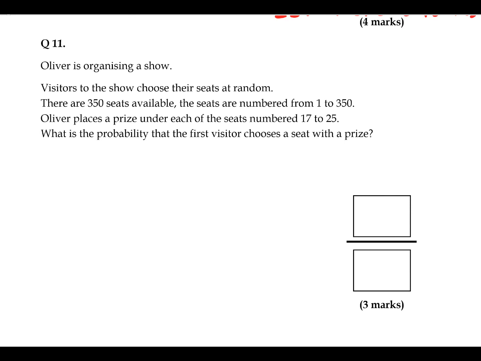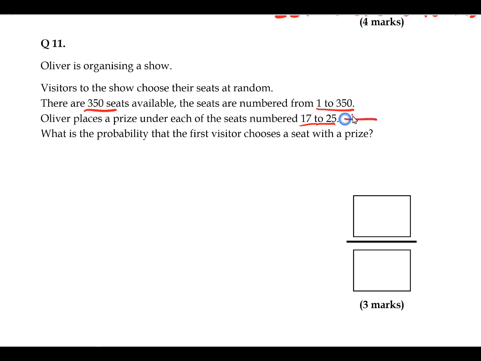Question 11. Oliver is organising a show. Visitors to the show choose their seats at random. There are 350 seats available, and the seats are numbered from 1 to 350. Oliver places a prize under each of the seats numbered 17 to 25. What's the probability that the first visitor chooses a seat with a prize?